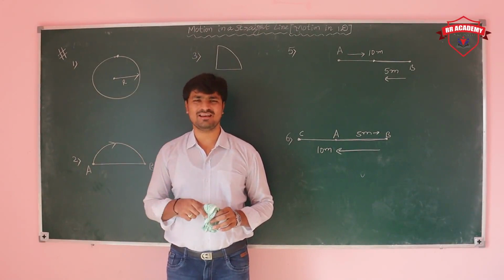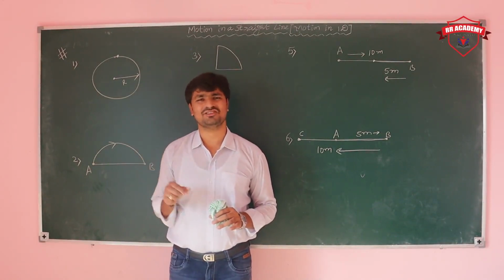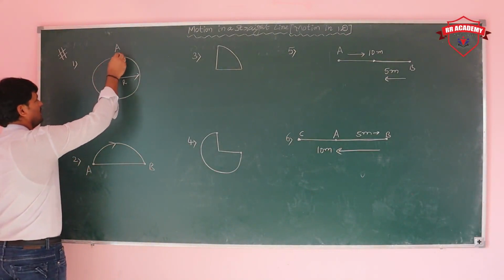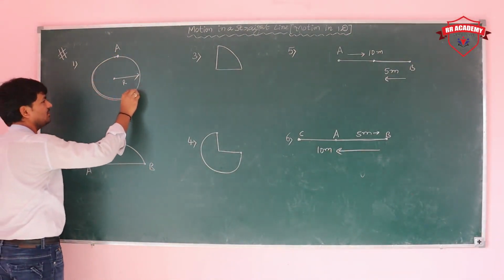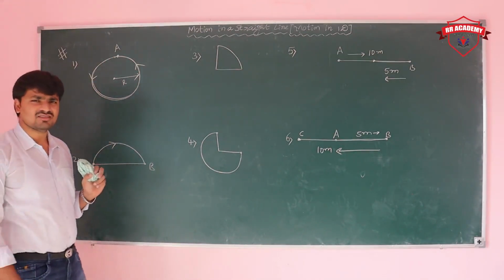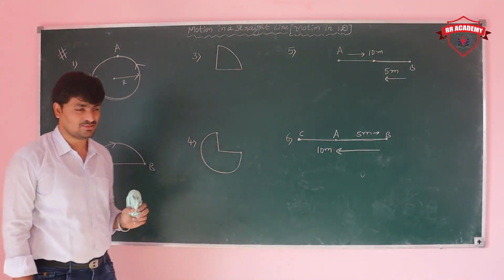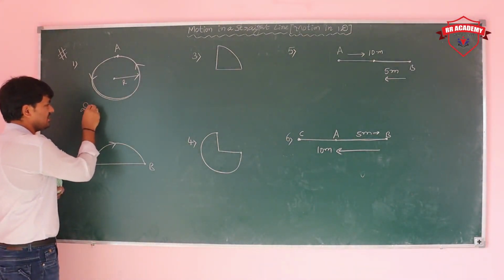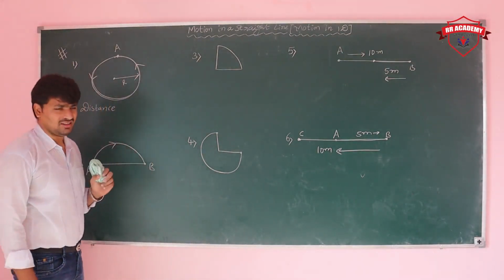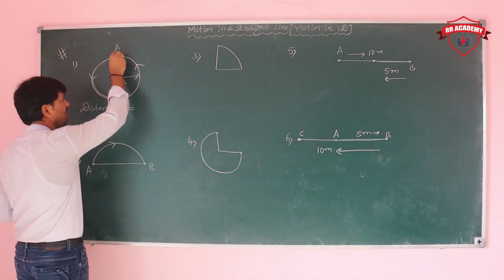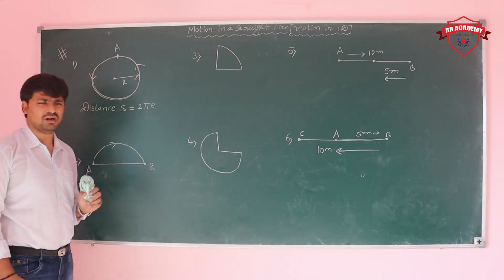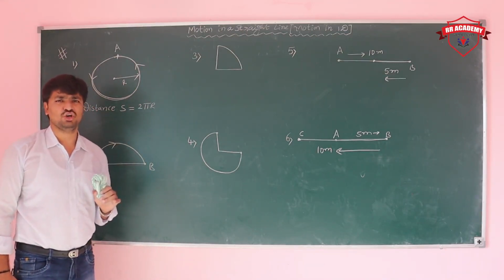Okay students, let's see some examples here on distance and displacement. Let's move to the first example. A body starts from point A and moves along the circumference of a circular path and again reaches the same point, the starting point. Then what is the distance as well as displacement? Just now we discussed distance. Distance depends on the total length of the path. How much path it travels is equal to the circumference of the circle. How much? Circumference of the circle is 2 pi r.